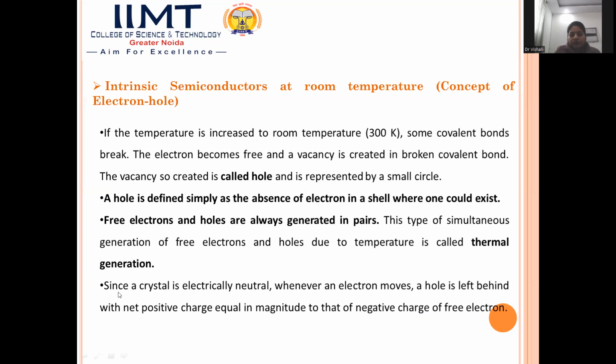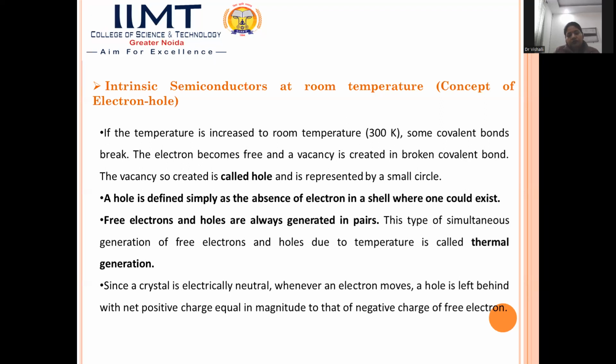Now, one more important thing is that since the crystal remains electrically neutral, whenever an electron moves, a hole will be left behind with a net positive charge equal in magnitude to the negative charge of the electron. So this is an important hole. As I have told, this is not a particle; it has no existence of its own. But for all practical purposes, we will view this hole as a positively charged particle, having a positive charge equal in magnitude to the negative charge of the free electron.